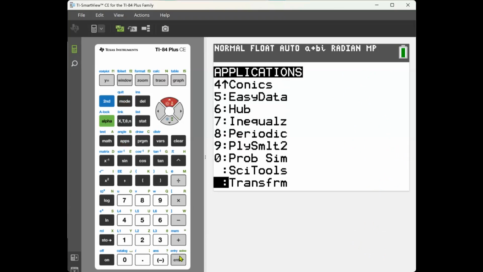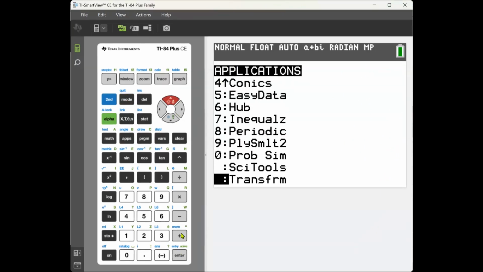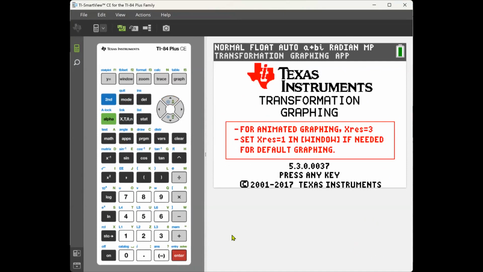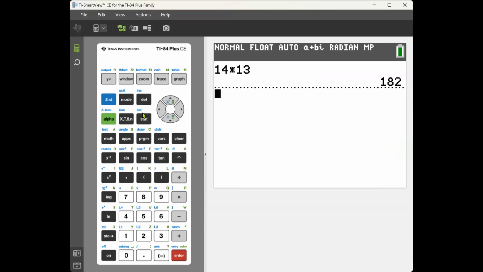The transformation app allows you to, there we go. Now I can see my enter. Okay. The transformation app allows you to have 4 different variables, A, B, C, and D, and then allows you to move or change those variables so that students can fit curves to whatever they want to fit, to be honest with you. Now, the app says press any key, so I'm just going to press enter.